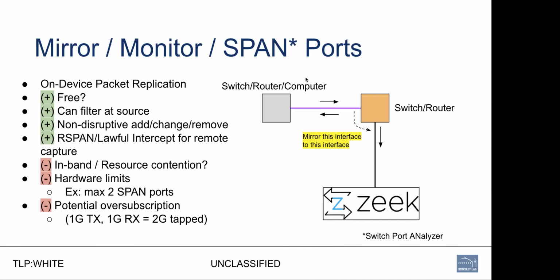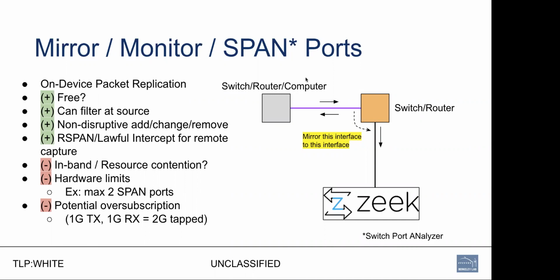Some negatives, though, is because it's in-band, you may run into resource contention. If your router or switch is getting really hammered and it can't keep up with packet replication, you may not have that visibility into what's going on at the crucial time when you need it. You might also run into hardware limits. So I've seen devices that you can only configure 2 span ports per device or per line card.